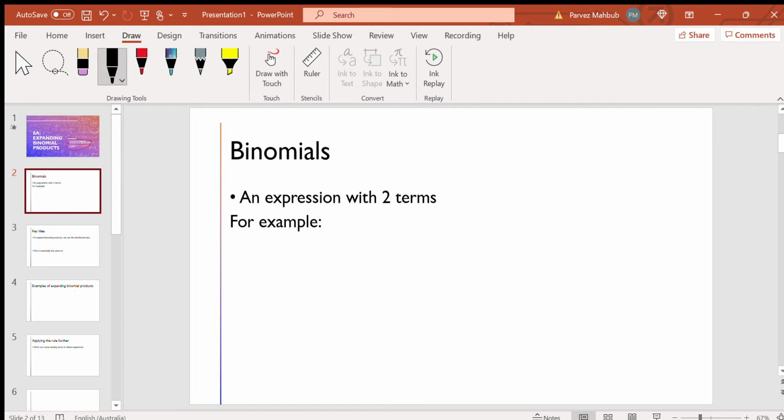A binomial is an expression with two terms. For example, x plus 2 or x cubed plus 1, but not an expression like x squared plus 11 plus 24. This is because this expression has three separate terms, and that makes it a trinomial, not a binomial.